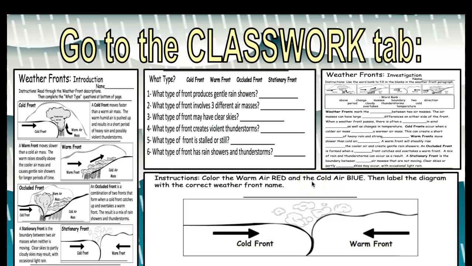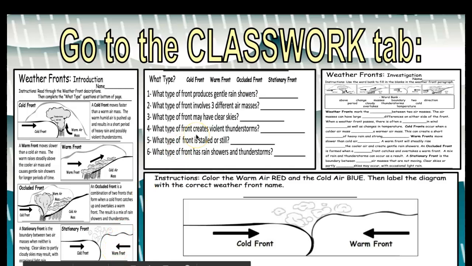So for number 1, what type of front produces gentle rain showers? That was right here, so that's a warm front. Number 2, what type of front involves 3 different air masses? That's your occluded front, because you have a cold, and a warm. Number 3, what type of front may have clear skies? That would be a stationary front. You could have clear skies with a stationary front if there wasn't water vapor in that warm air mass.